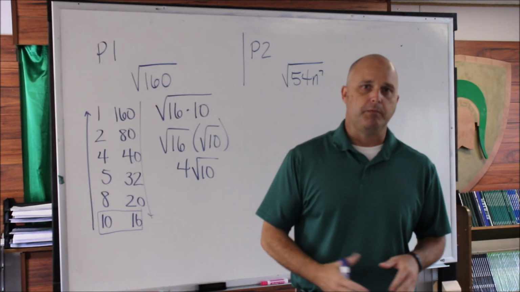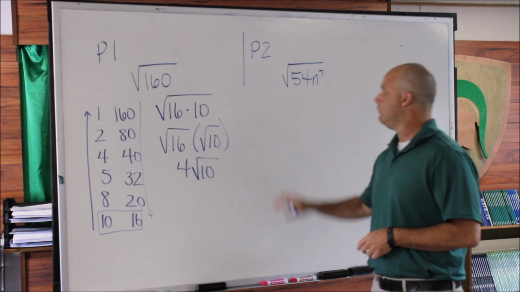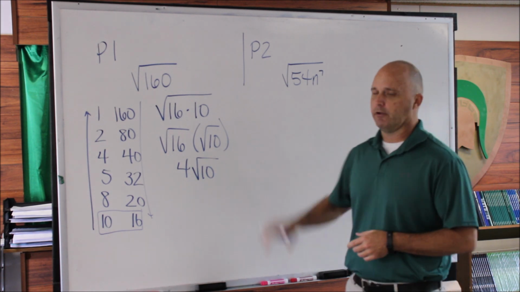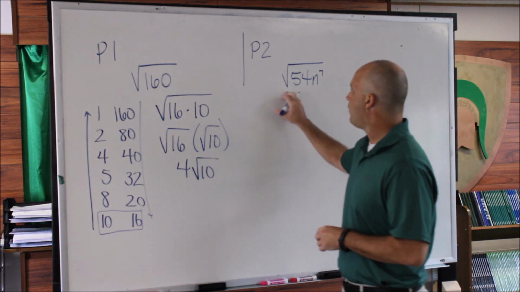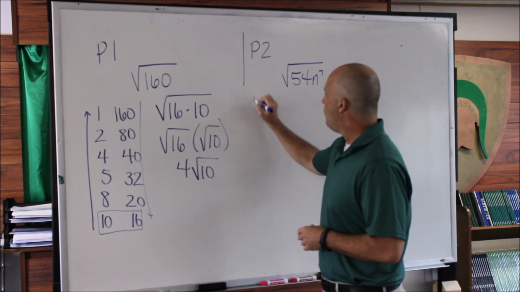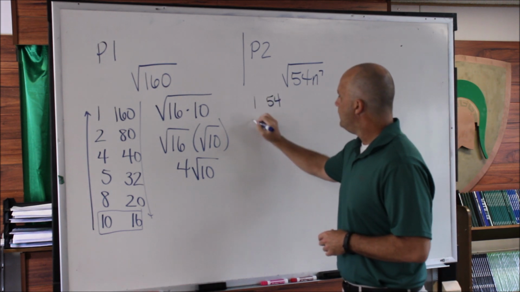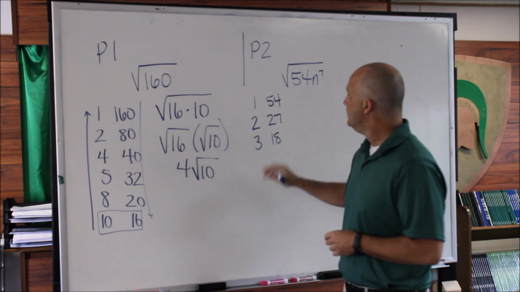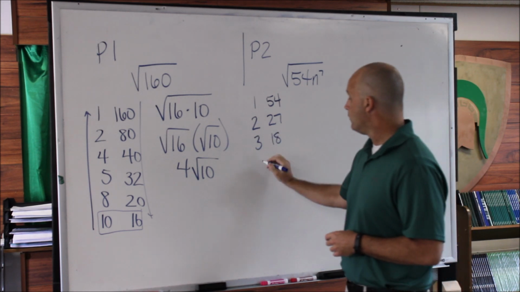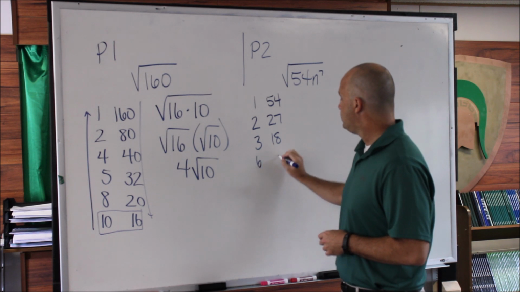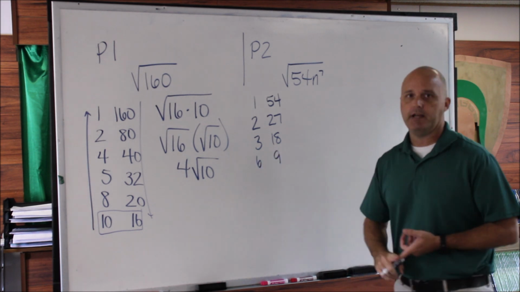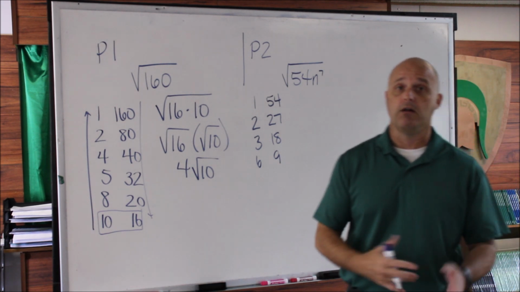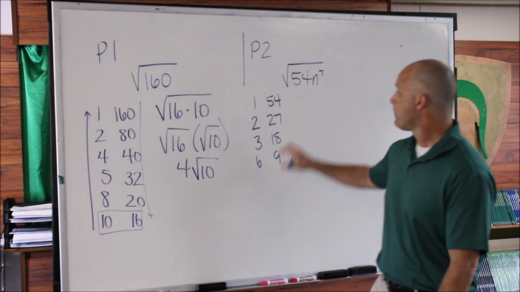For problem number 2, we're going to be asked to do a little bit more with this. So we've got the square root of 54 n to the 7th. We've got a couple of parts that we've got to go through, but let's go ahead and start with our factor pairs. So we've got 1 and 54, and then 2 and 27, 3 and 18, 4 will not go into 54, 5 will not. We get 6 times 9, 7 and 8 will not go into 54, so then we get back to 9. So now we know we've got all of our possible factor pairs.